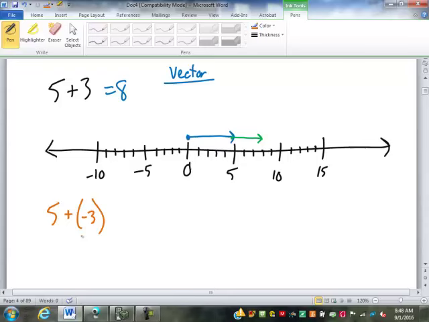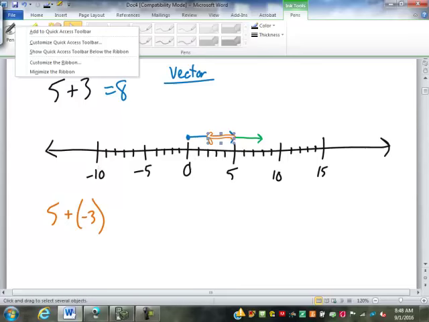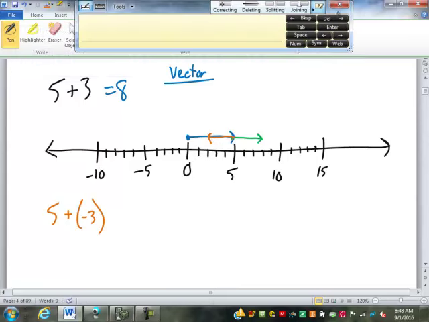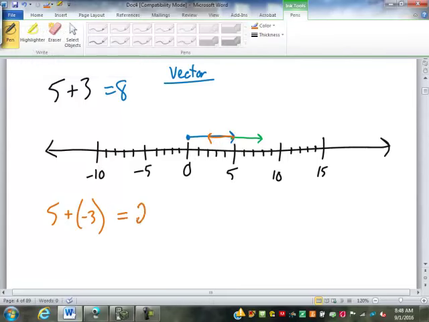So 5 plus a negative 3 requires that we represent a negative 3 here. Well, that's just a vector. It's the same length as the positive 3. It just goes in the opposite direction. It goes in the negative direction. So when we combine that with the 5, we can see the two of them go together and end up at positive 2. So 5 plus a negative 3 is a positive 2.